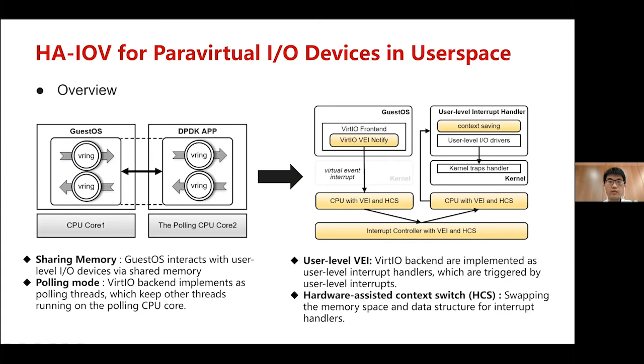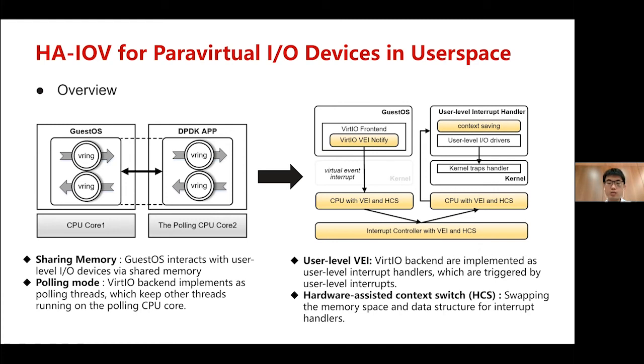In HA-IOV, guests interact with user-level devices by using virtual event interrupt. Guest is allowed to send user-level VI without trapping out to QEMU. Workers are implemented in user-level interrupt handlers. It can be triggered by the VI instead of being scheduled by the kernel. It can enhance the responsiveness.